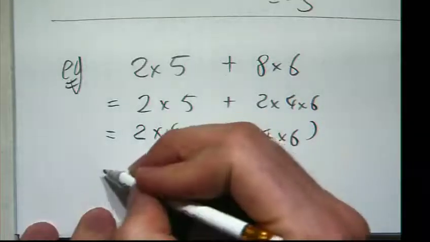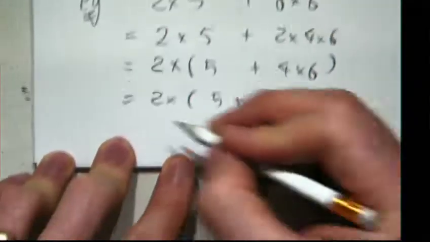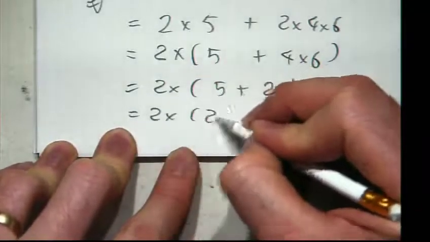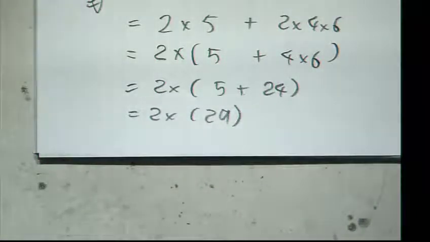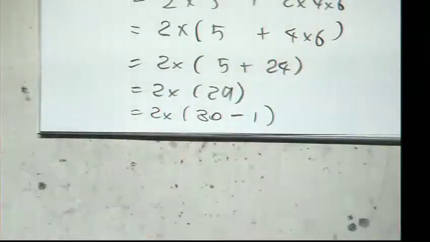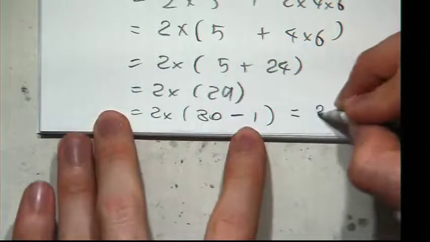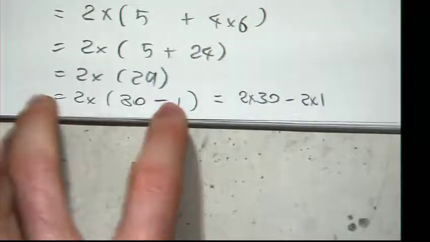And then they'll go, oh, sweet, so that's the same as 2 times 5 plus 24, which is the same as 2 times 29. And then they'll go, oh, I don't know how to figure out 2 times 29. And then they'll go, oh, but 2 times 30, that's not that hard. So this is actually the same as 2 times 30 minus 1. And I can do that. Two times 30 is 60.